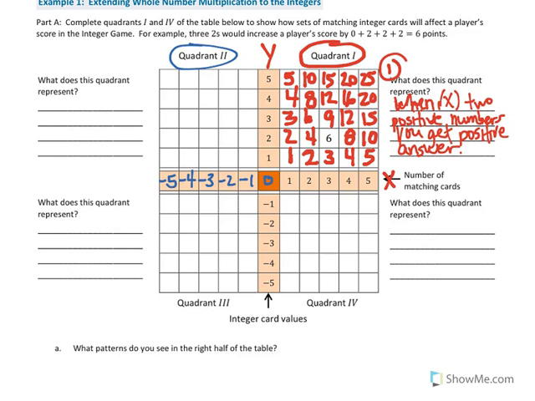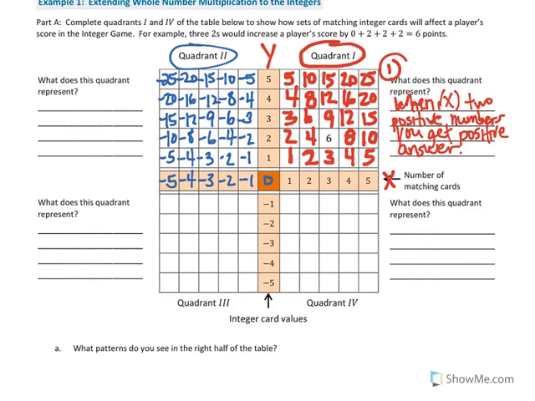If I have a +1 times a -1, I have -1. +1 times -2 is -2. +1 times -3 is -3. +1 times -4 is -4. +1 times -5 is -5. +2 times -1 is -2. +2 times -2 is -4. -6, -8, -10. Okay, I'm going to go ahead and fill these in for you guys.